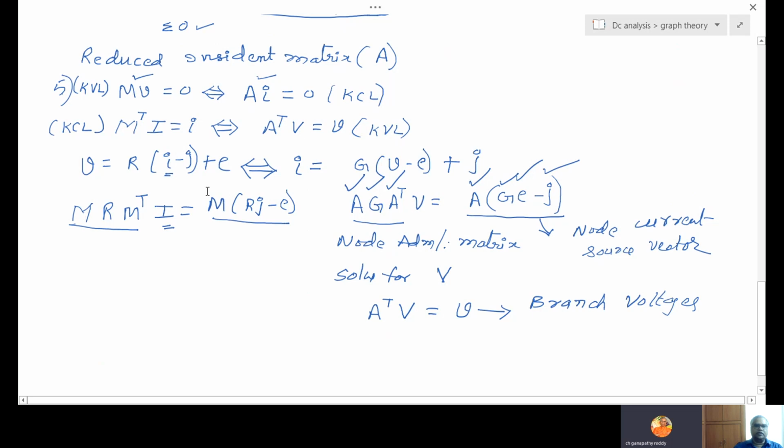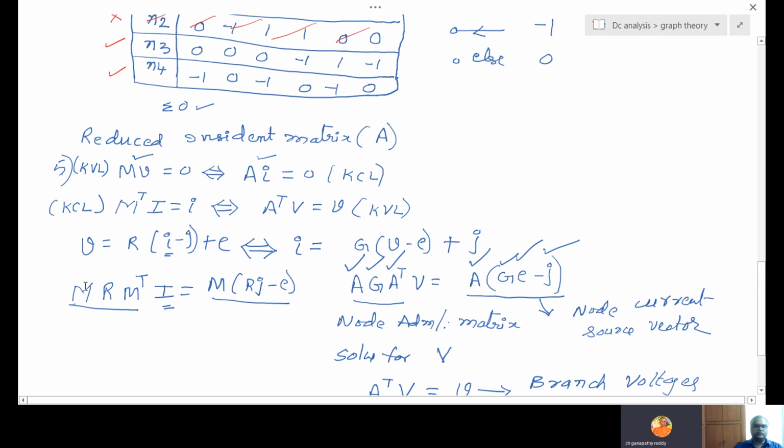Don't cancel this M and this M. Don't cancel this A and this A. The reason is if you cancel M and M, the remaining product, this R into M transpose product, is not a square matrix. Therefore, you can't apply Cramer's rule to solve I. That is one point to be noted.